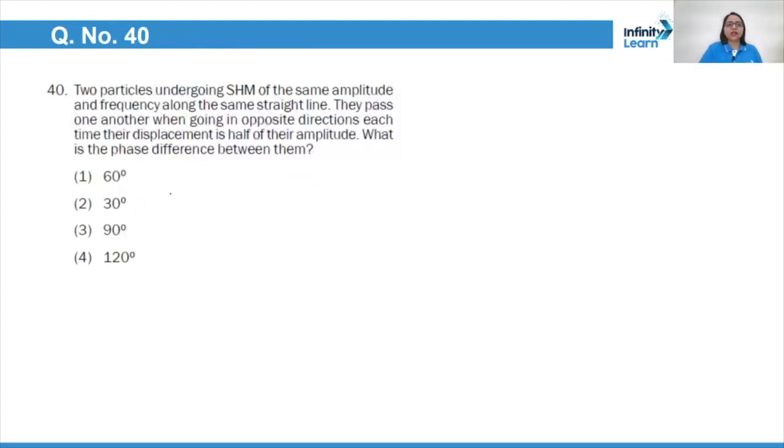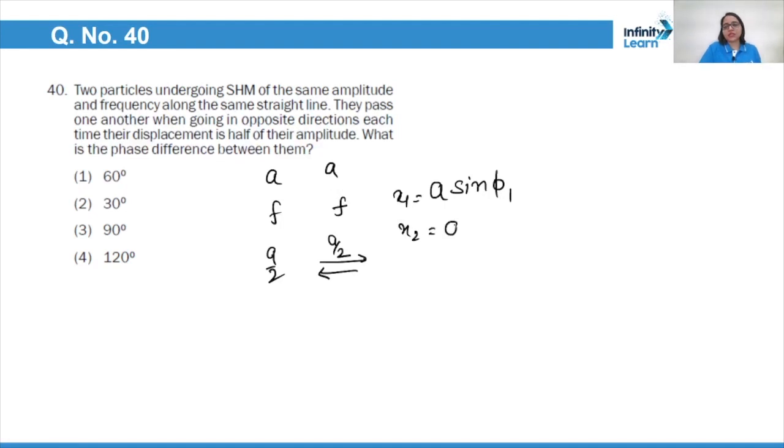Question number 40. Two particles undergoing SHM of the same amplitude and frequency along the same straight line, they pass one another when going in opposite direction each time when their displacement is half of their amplitude. Okay. A by 2, but direction is opposite. What is the phase difference between them? You can assume that the first one's equation is A into sine phi 1, and for the second one the equation is A into sine phi 2. So phi 1 minus phi 2 or phi 2 minus phi 1, you can find the phase difference, right?